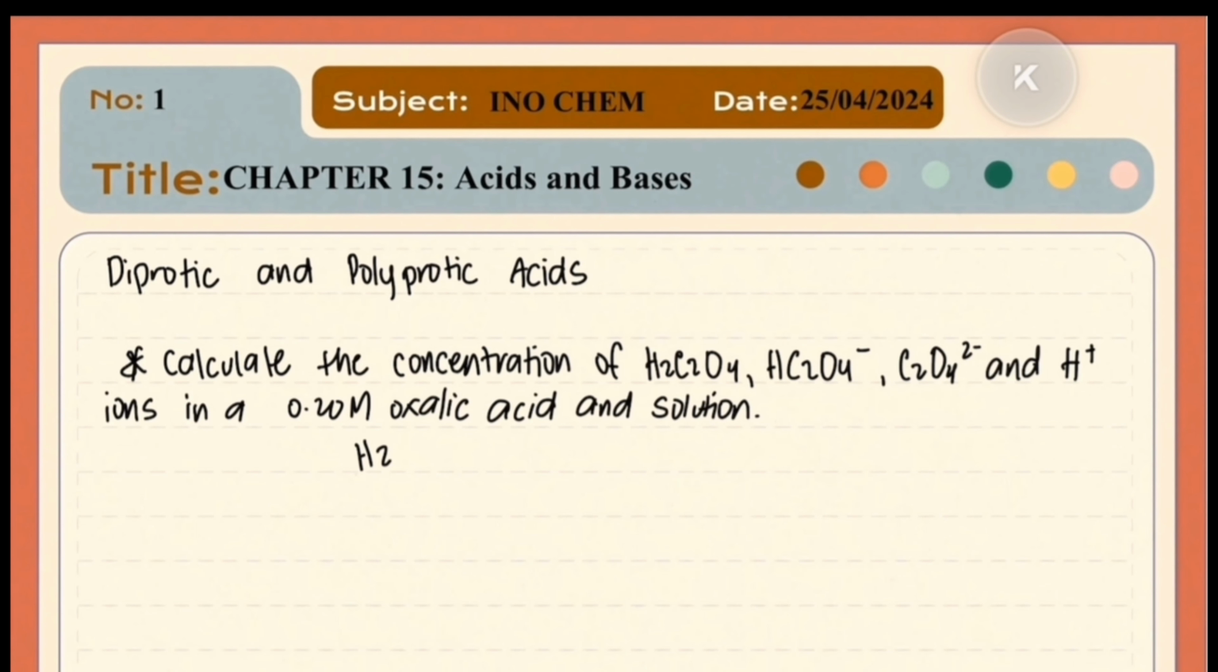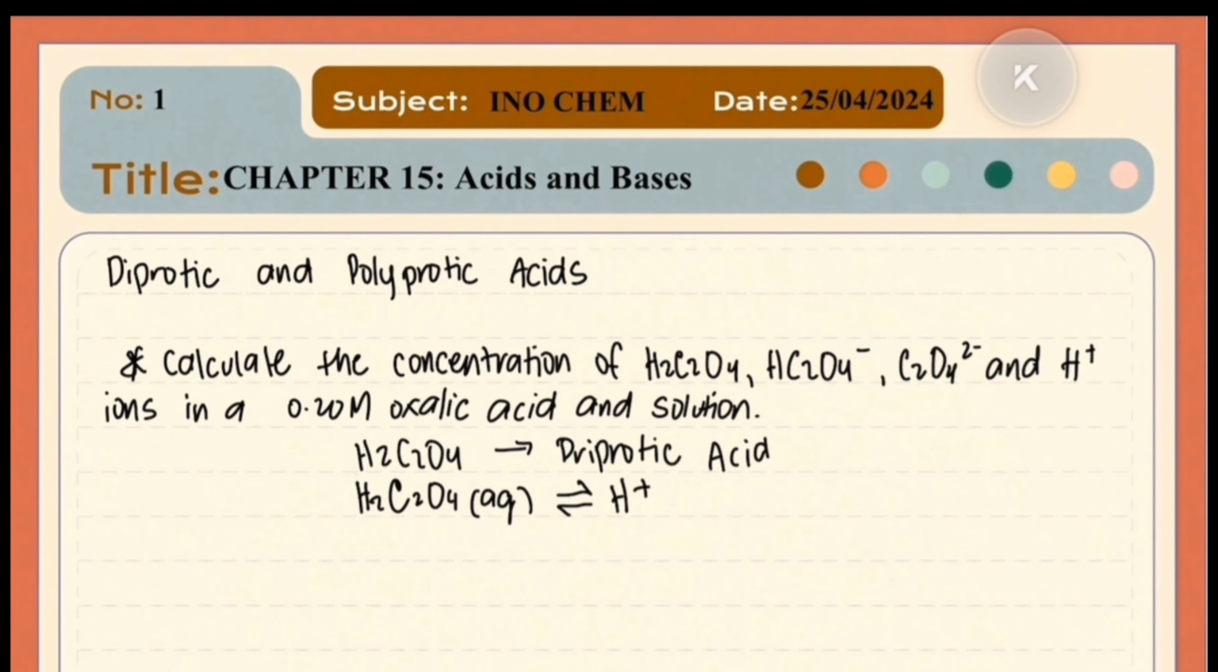Before we go to our solving part, we shall know that H2C2O4, or the oxalic acid, is a diprotic acid, which means it has two acidic protons, which is the H2 here, that it can donate to other atoms. With this, we will have two chemical equations. First is the oxalic acid, H2C2O4 in aqueous solution, which is at equilibrium with hydrogen ions in aqueous solution plus HC2O4 negative, or the hydrogen oxalate ion in aqueous solution.